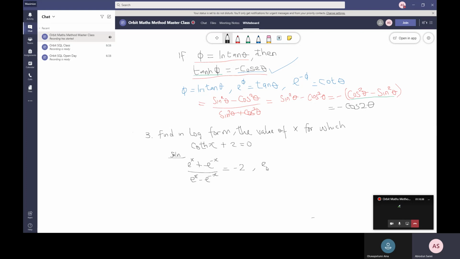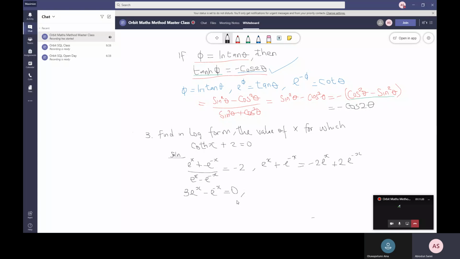Then I'm going to have exponential x plus exponential minus x is equal to minus 2 exponential x plus 2 exponential minus x. So if I take this one to the other side, I'll have 3 exponential x minus exponential minus x equals 0, right?